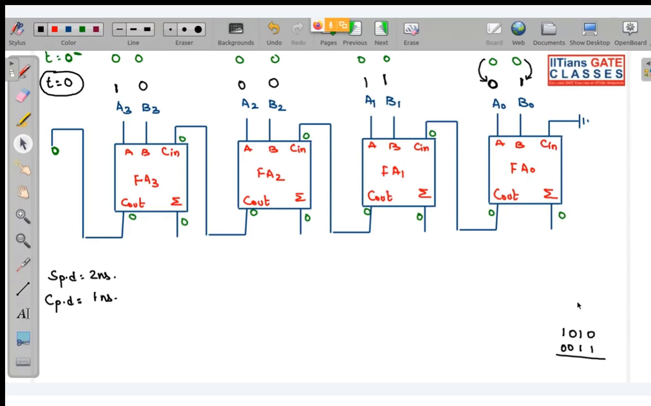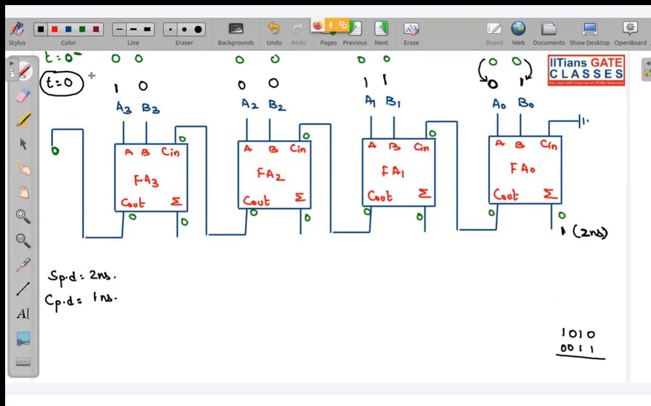So look very carefully. As there is a transition in one of the inputs, what will happen? This sum, if you add 0 plus 1, will become 1, but after how many nanoseconds? After 2 nanoseconds, because the sum propagation delay is 2 nanoseconds, and for this sum to change from 0 to 1 we will require 2 nanoseconds. But look at the C out. Initially it was 0. When I add 0 plus 1, there will be no generation of carry.